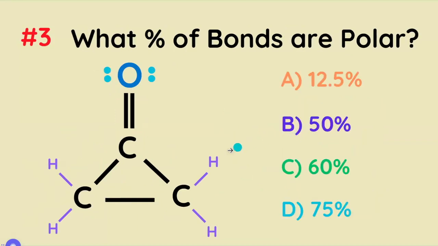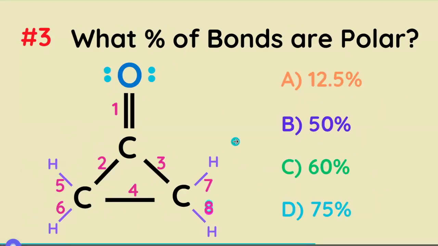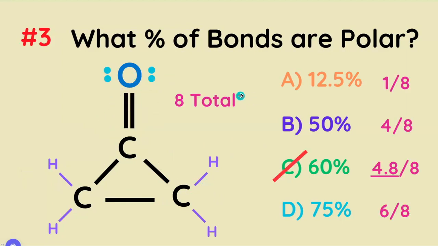What percent of bonds in our molecule are polar? The first thing that we can do is count up all the bonds, and we have 8. We count this as one bond, even though it's a double bond, in the context of polarity. Thus, we can eliminate choice C because mathematically speaking, there's no way that we can get a whole number to get 60%. There's no such thing as 4.8 bonds.